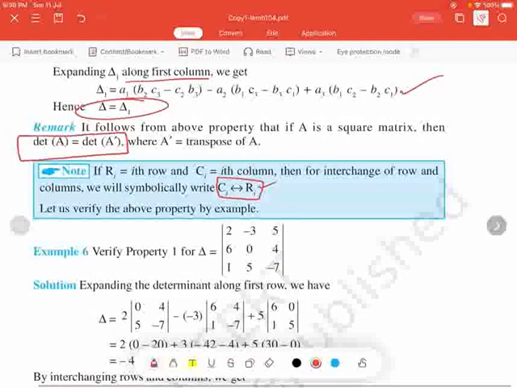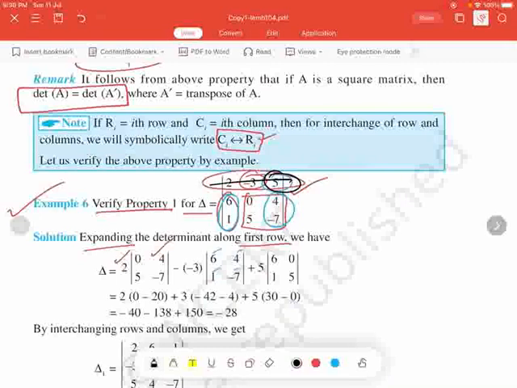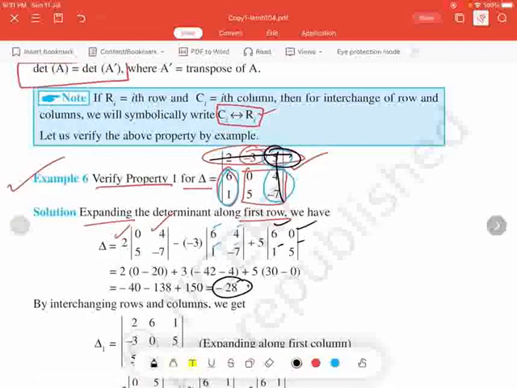Now verify. The given determinant, expand it along the first row. So 2, 7, -3; for these the numbers will come 6, 1, 4. You will get 6, 0, 1 and 5. If you solve it you will get -28.